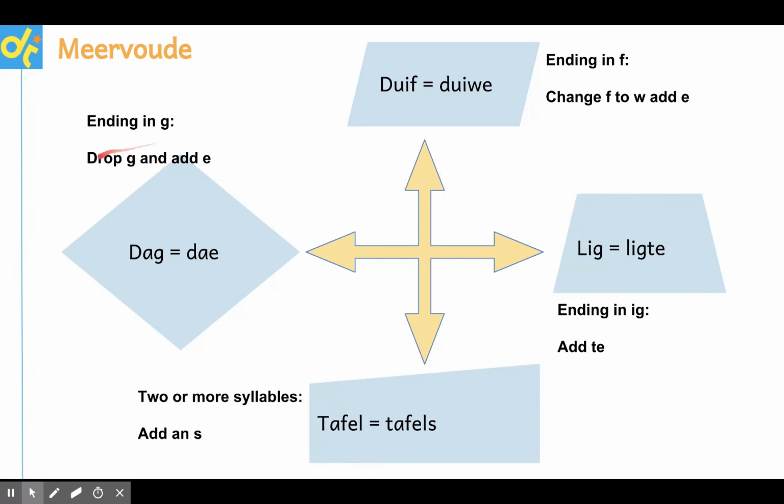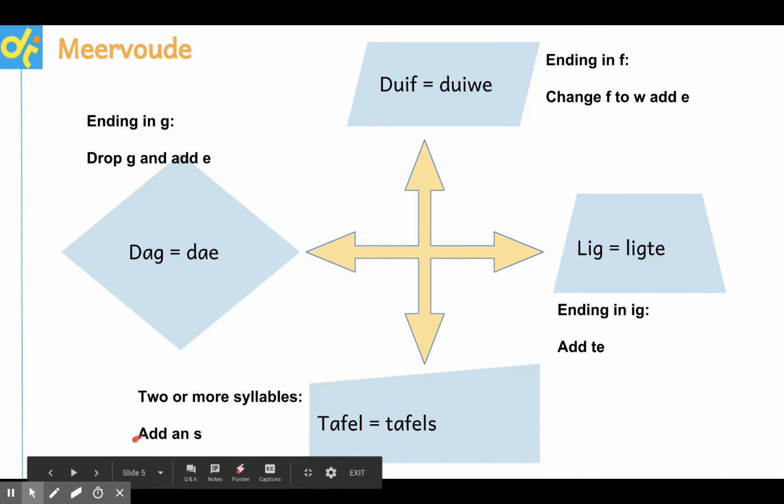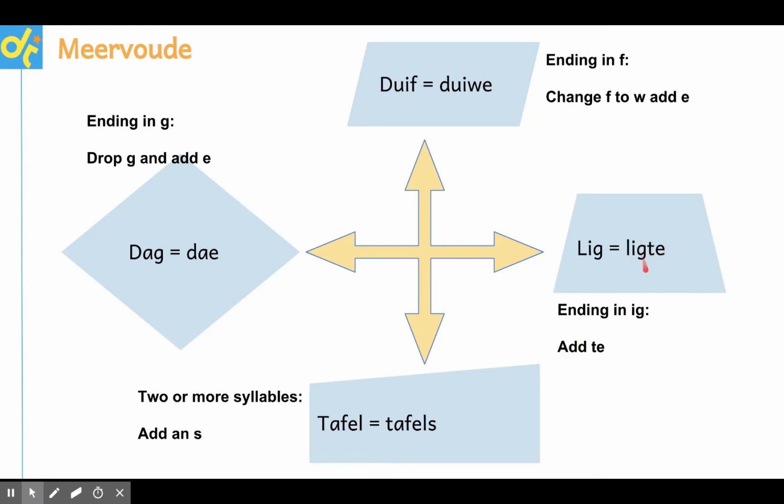Words ending in a G, drop the G and add an E. Dag, dae. Two or more syllables, add an S. Tafel, tafels. Words ending in IG, lig, ligte. This is one of the exceptions. Just add a TE. Remember, if you see a word ending in IG, test it for yourself. Say it out loud or in your head. Lig, ligge of ligte. It sounds better, ligte.